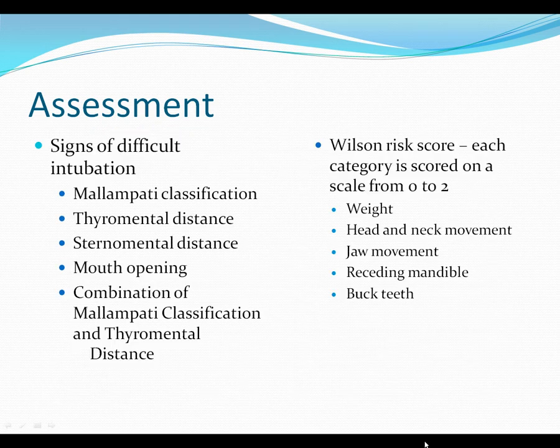So there's all sorts of things that you can look at. Only a few things actually have been shown to indicate difficult intubation. So these are the official things that actually have really been shown to be associated with difficult intubation. Mallampati classification, thyromental distance. You guys all know what that is? Probably, yeah. Sternomental distance, mouth opening, and then combination. The best one's probably the combination of Mallampati class and thyromental distance.